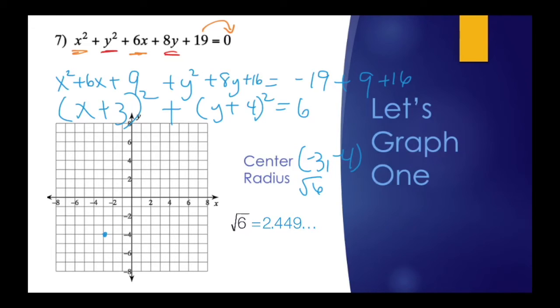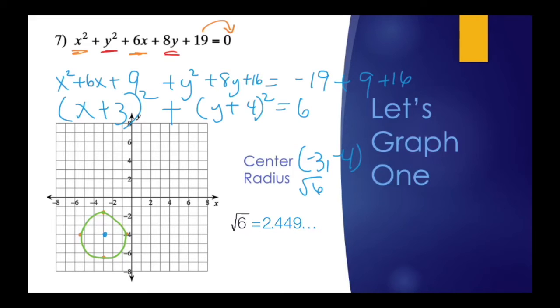I'm going to come out about 2.5 this way and 2.5 that way, 2.5 this way, a little under that, and a little under 2.5 this way. And then draw my circle. All right, we've got our center and our radius and our graph.